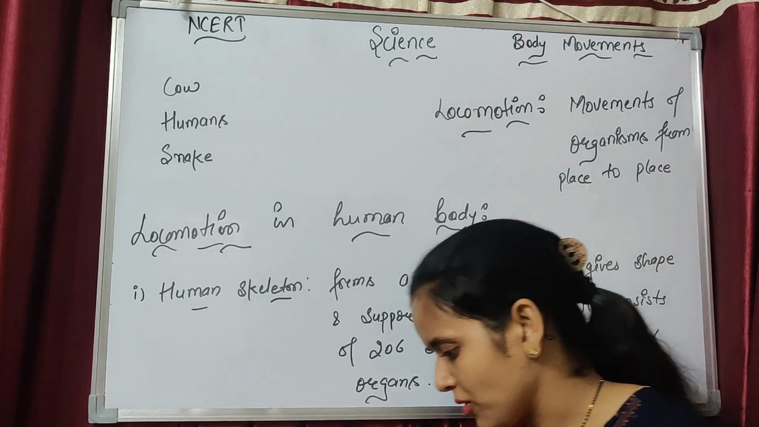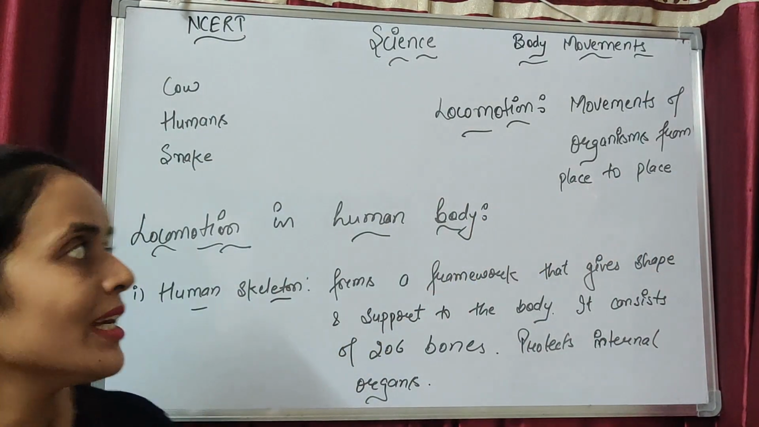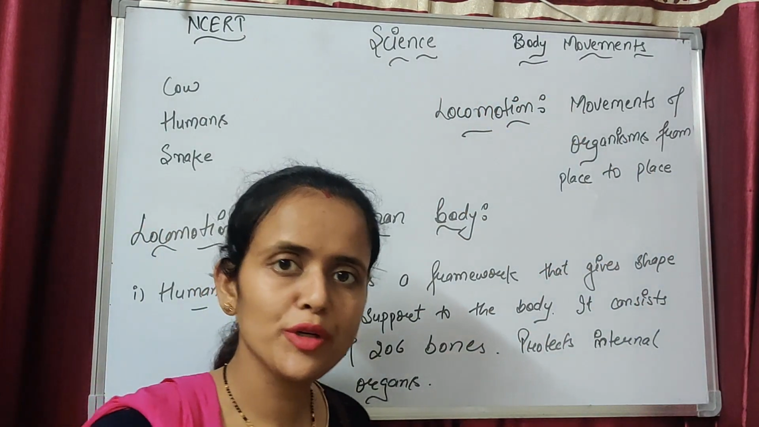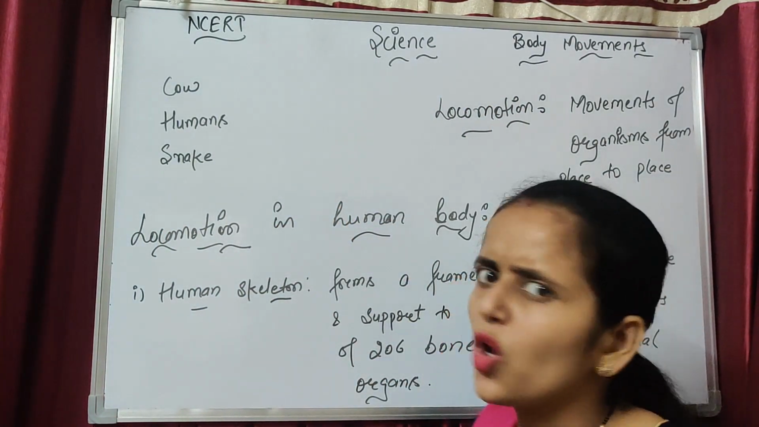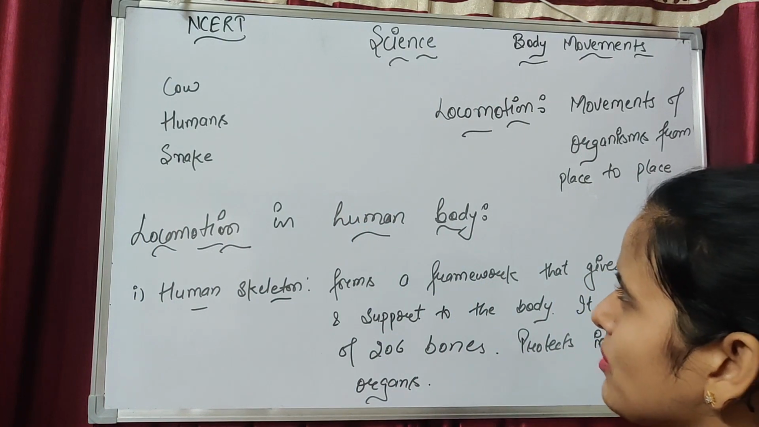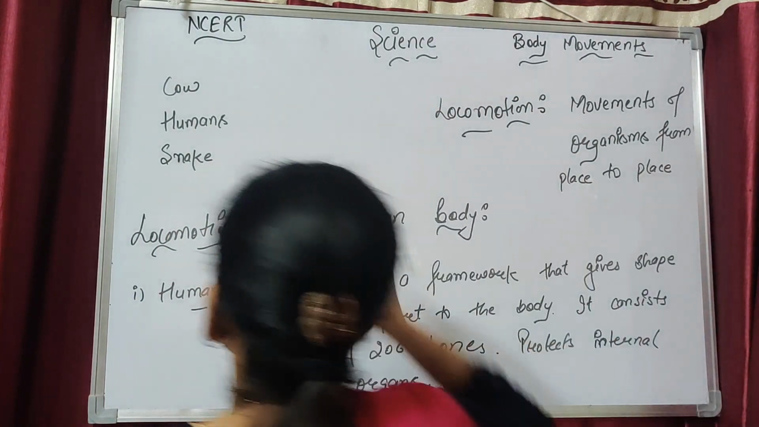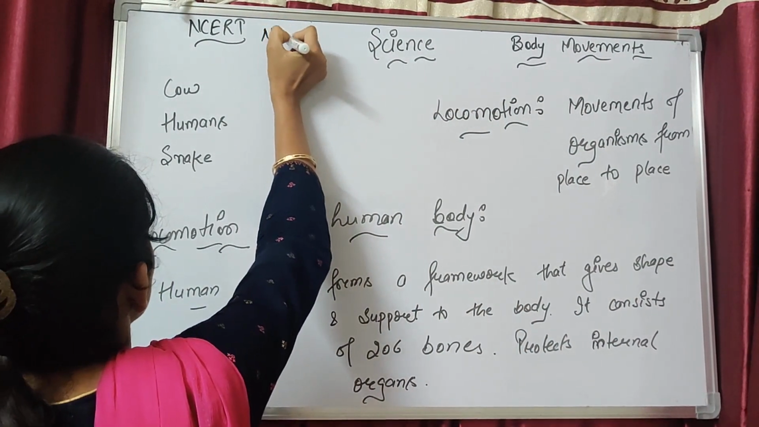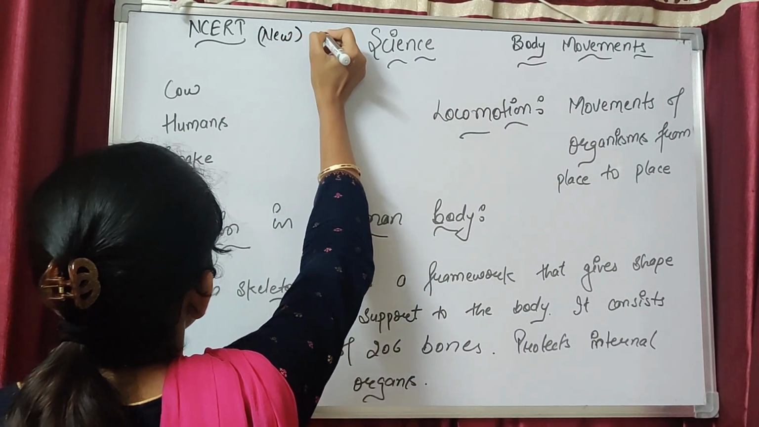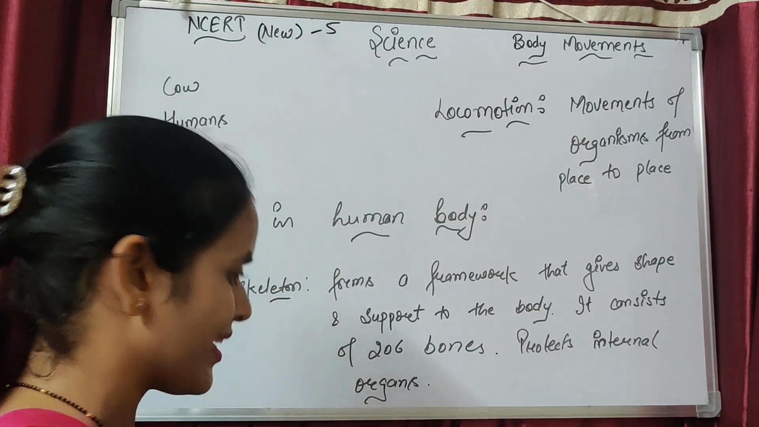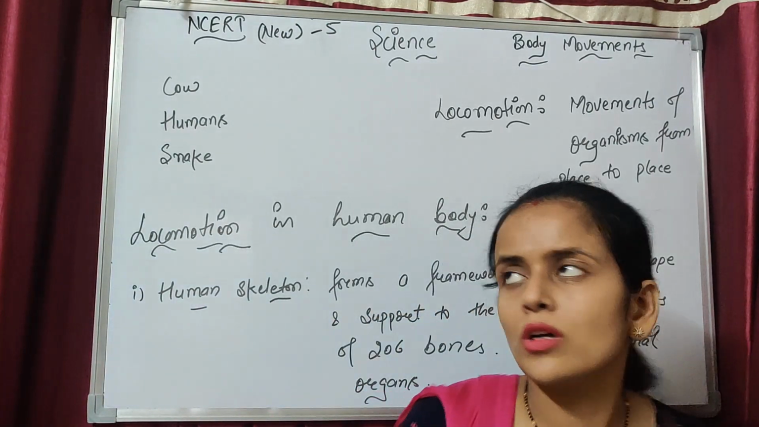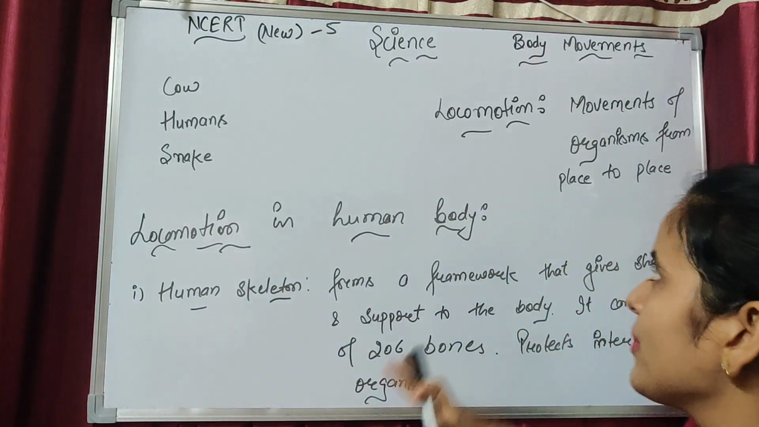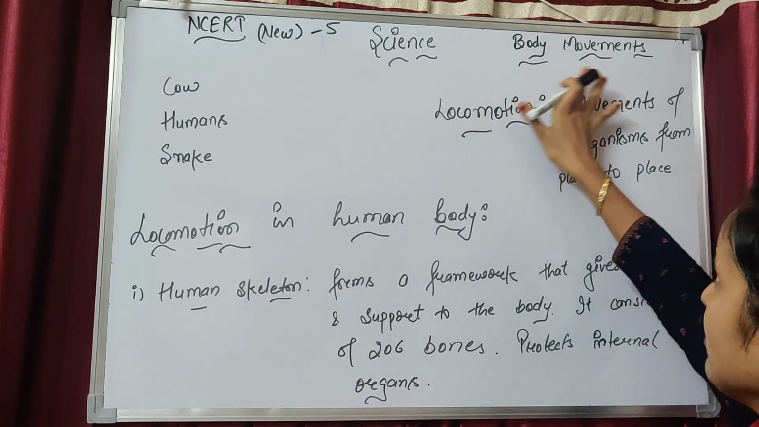So today we will start with a new chapter named Body Movements, as according to the new version of NCERT, chapter number 5. In the old version, maybe it's chapter number 7 or 8, but in the new version of NCERT it is chapter number 5. I am not writing the chapter number because some schools follow the old version, some follow the new version. So I am writing the chapter name, that is body movements.